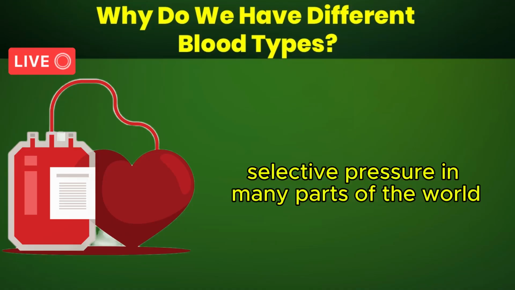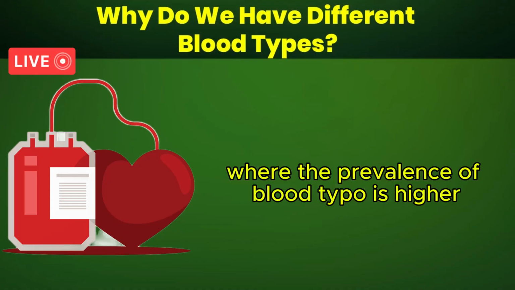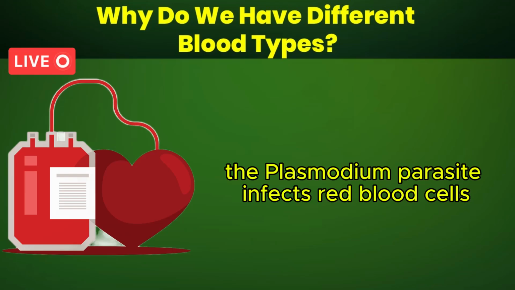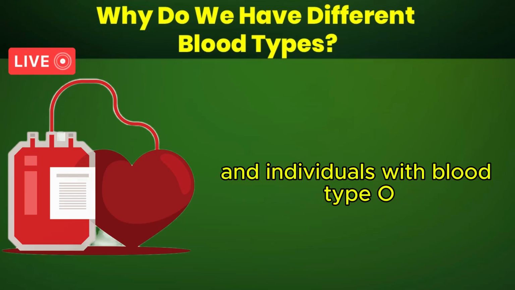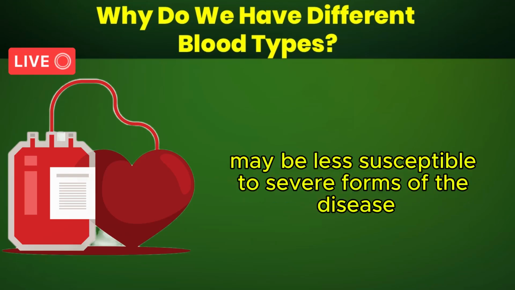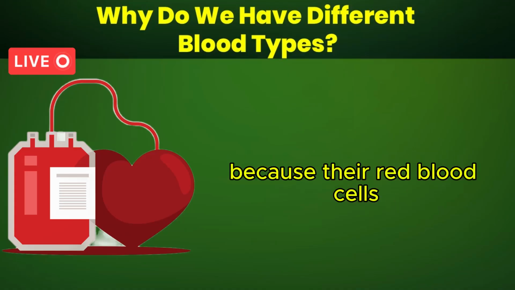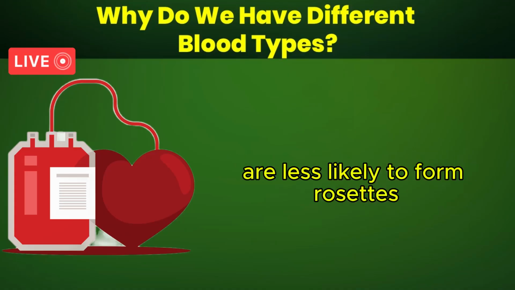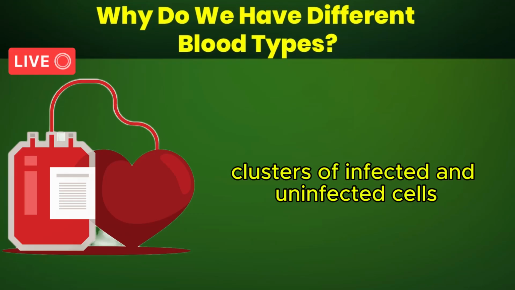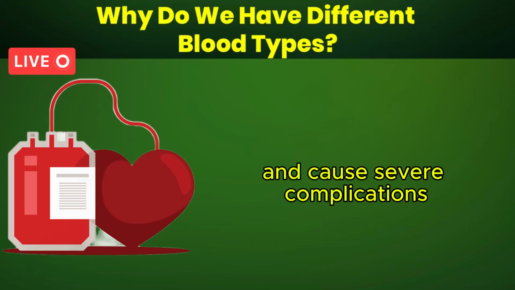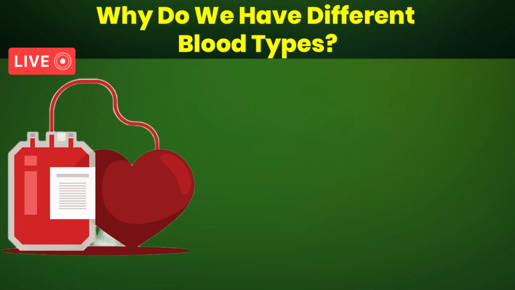Malaria is a major selective pressure in many parts of the world, particularly in Africa, where the prevalence of blood type O is higher. The Plasmodium parasite infects red blood cells, and individuals with blood type O may be less susceptible to severe forms of the disease because their red blood cells are less likely to form rosettes, clusters of infected and uninfected cells that can block blood vessels and cause severe complications.